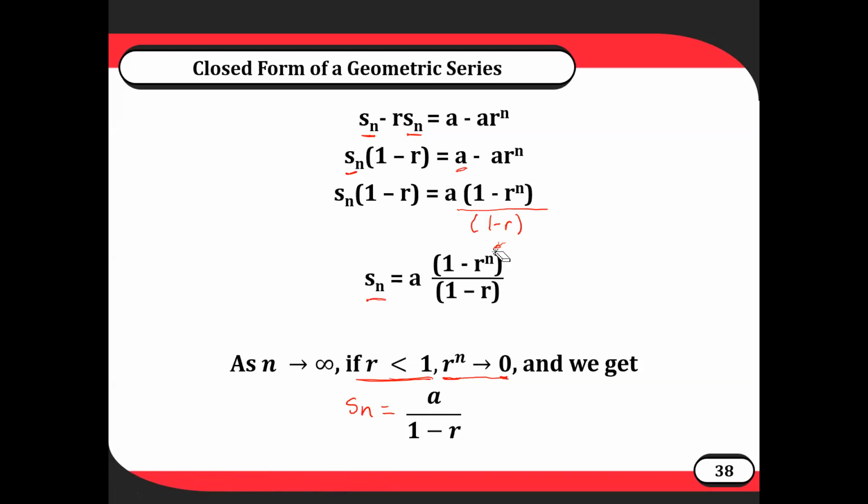So we essentially have two different forms of our geometric series closed form. We have this one, which is if n is not approaching infinity. But if it is converging and n is approaching infinity, then we have this nice simpler version.